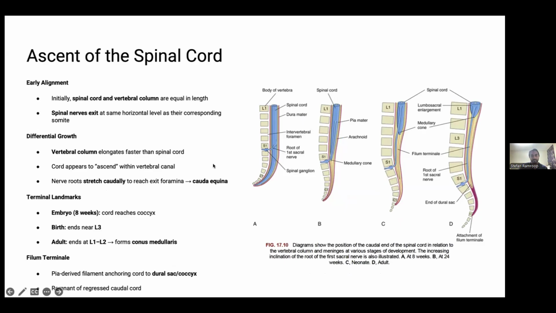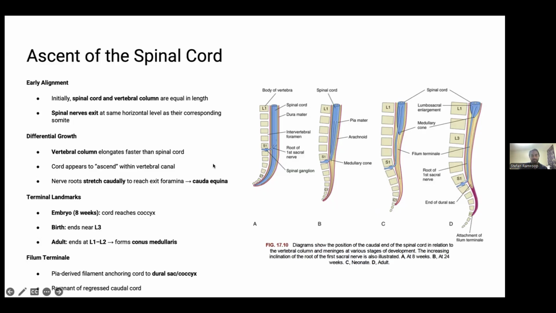As the embryo grows, the vertebral column is going to elongate at a faster rate than the spinal cord. And because the cord can't keep pace, it appears to ascend within the vertebral canal, while the nerve roots are drawn downward to maintain their exits through the appropriate foramina. That stretching is going to create your cauda equina, or your horsetail of descending roots.